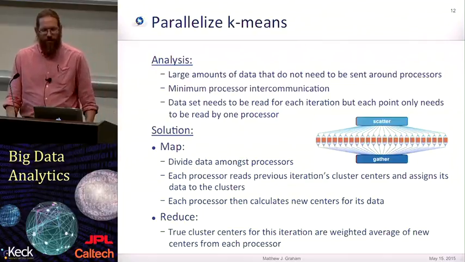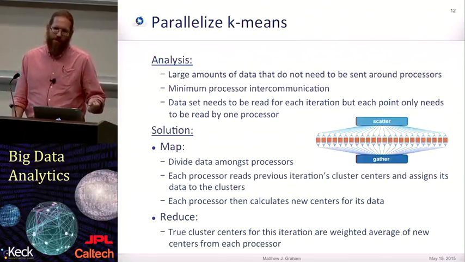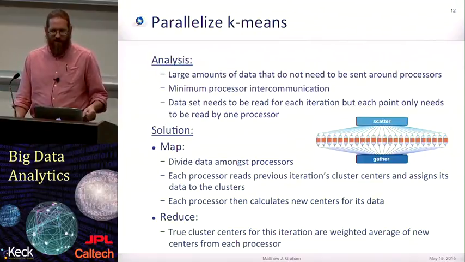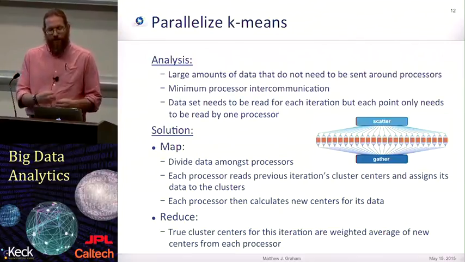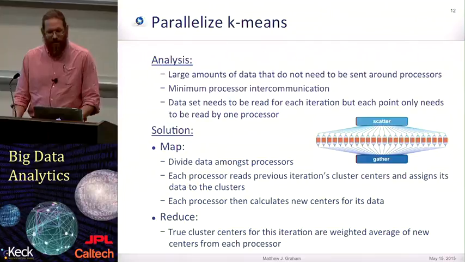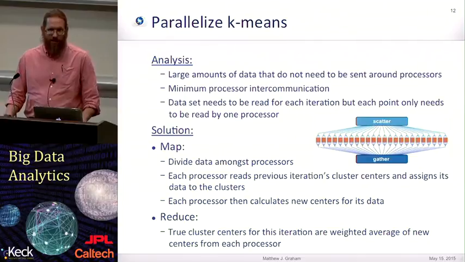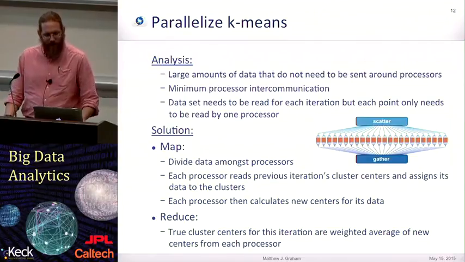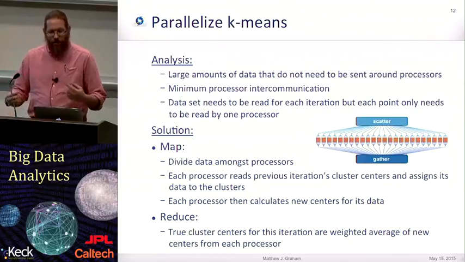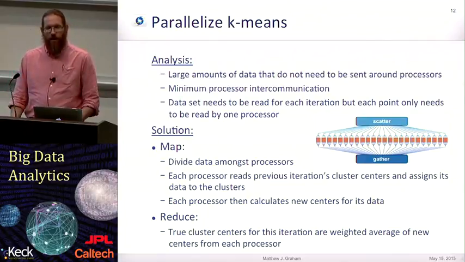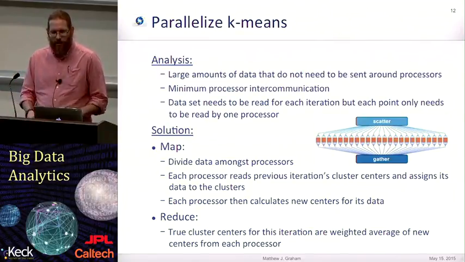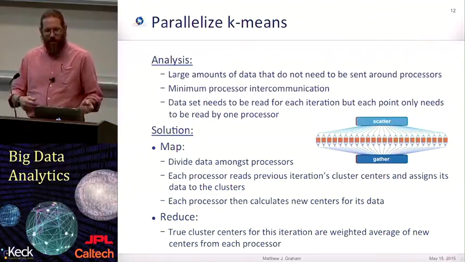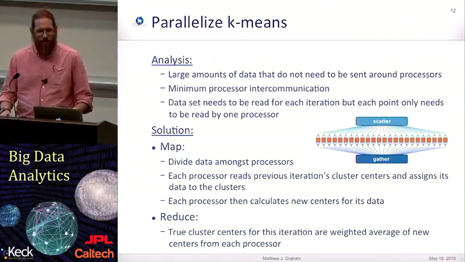Each processor will read the previous iteration's cluster centers, so that's the piece of information that needs to be persisted, and assigns the subsample of data that it's working with to those clusters. Each processor will then calculate the new centers for its data, and then you aggregate the results of each of those 1,000 processors, doing a weighted average to give you the true cluster centers, which is the information you persist over to the next iteration. And you would then reiterate again with those as the new cluster centers.